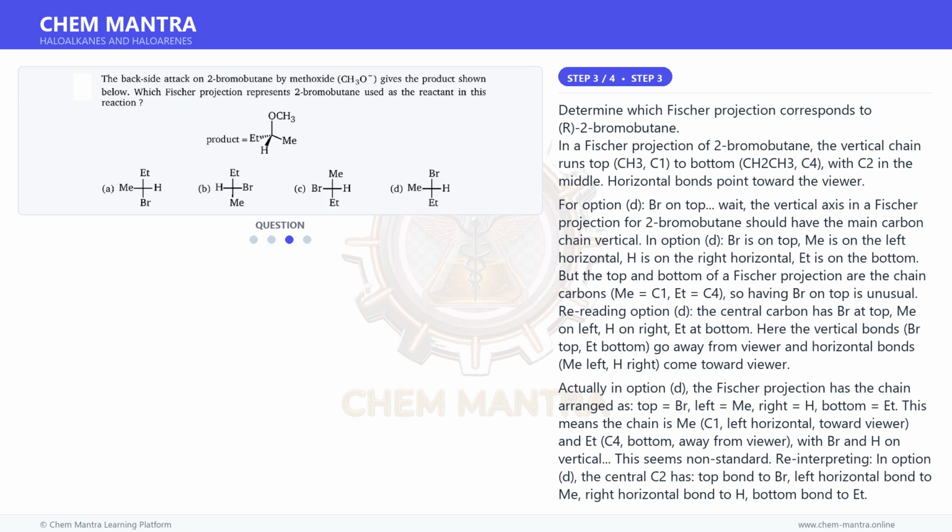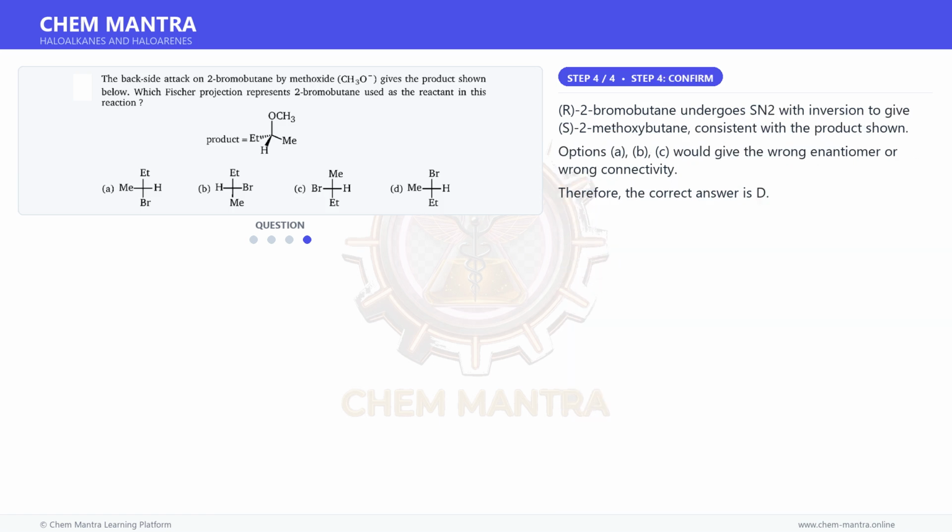Going Br, Et, Me: Br is at top back, Et is at bottom back, Me is at left front. The rotation Br top back, Et bottom back, Me left front, projecting onto the plane, from top to bottom to left, equals counterclockwise, so S, but since H is toward us, not away, we invert. Actual configuration equals R. And for the final step, R-2-bromobutane undergoes SN2 with inversion to give S-2-methoxybutane, consistent with the product shown.